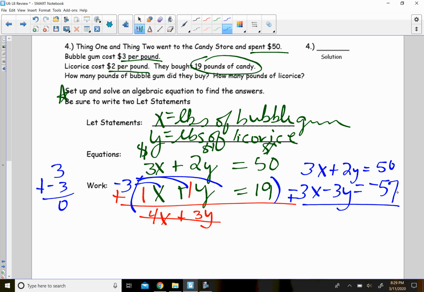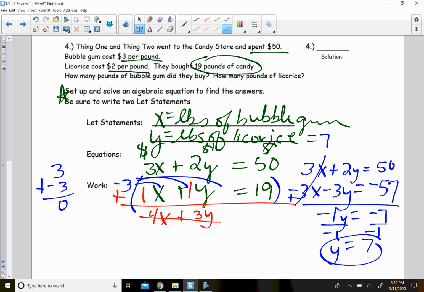The second equation is equivalent to this second equation. We just multiplied it by -3, so now the x's cancel. I have -1y equals -7. So if I divide both sides by -1, y is equal to 7. So that means they bought 7 pounds of licorice.